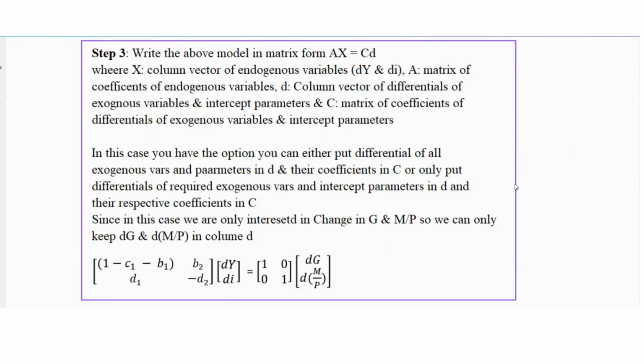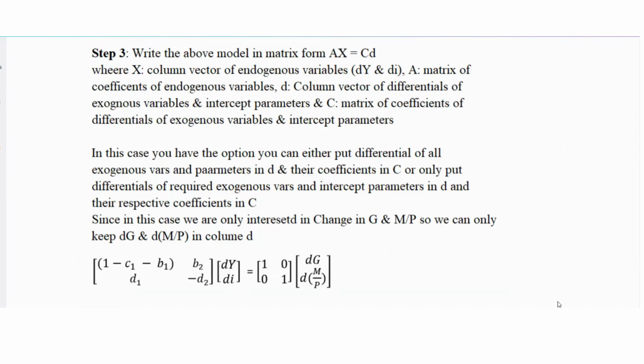There's another way you could do this, where when you want to find multipliers, you can instead write it in the matrix form Ax equals Cd. But x is your column vector of your endogenous variables, which in this case are dy and di, right? We know x is a column vector of endogenous variables, dy and di, which we've written over here. A is the matrix of coefficients of our endogenous variables like before, right? So Ax is the same thing. x is still our column vector of endogenous variables.